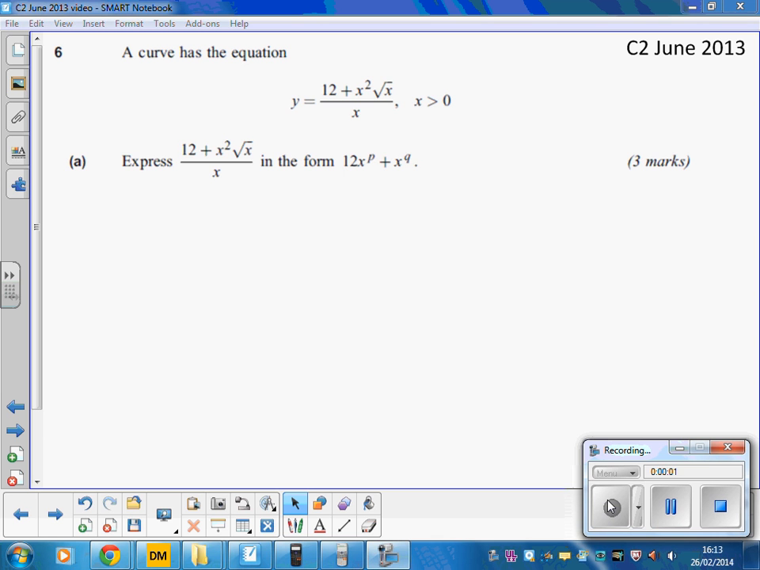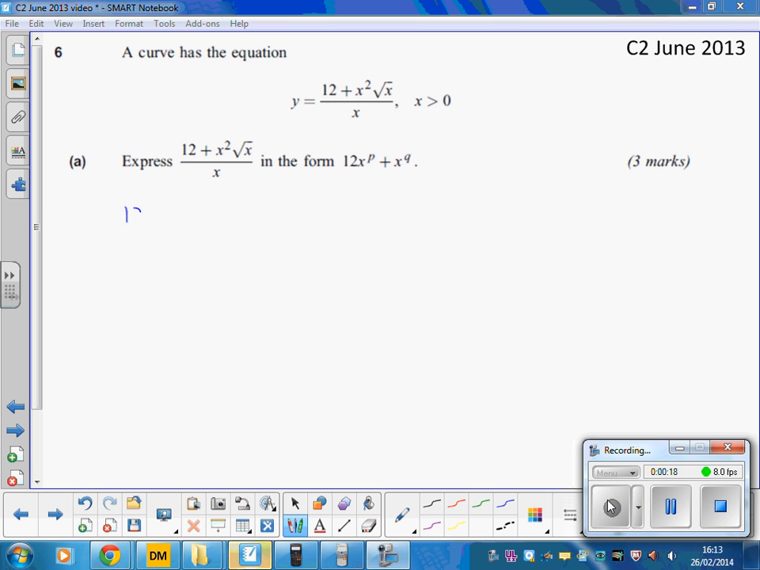Core 2, June 2013, question 6. Hey, this is all about differentiation and using rules of indices. So we start off, we've got this curve, and the first thing it's asking us to do is express this curve in a different form.